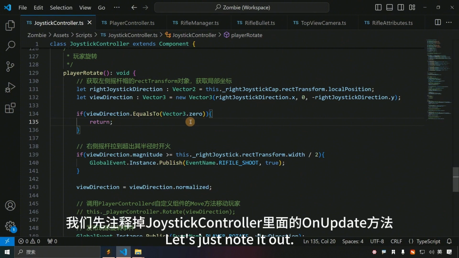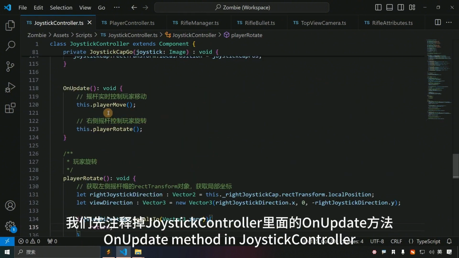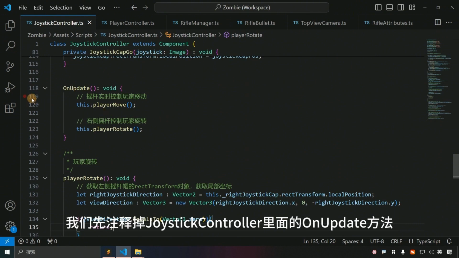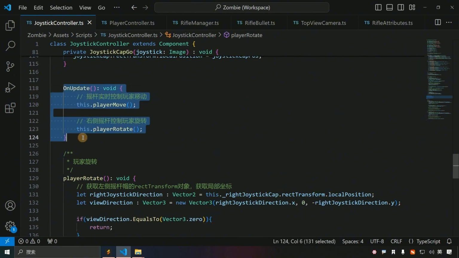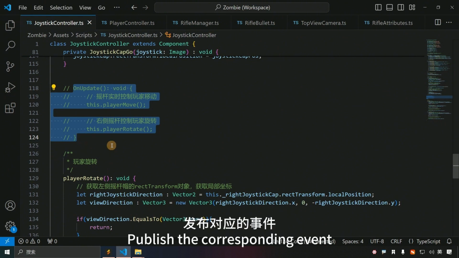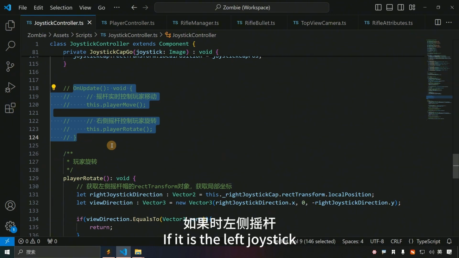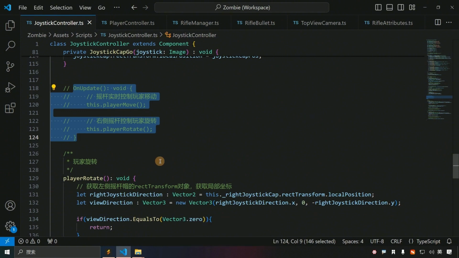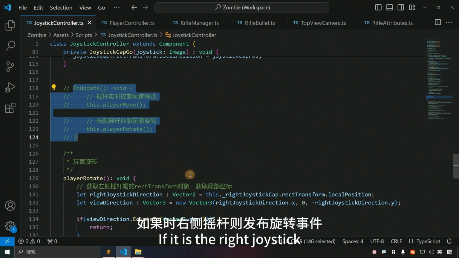Let's just comment out the onUpdate method in the joystick controller. Then, according to the joystick, publish the corresponding event. If it is the left joystick, publish a movement event. If it is the right joystick, then publish a rotation event.